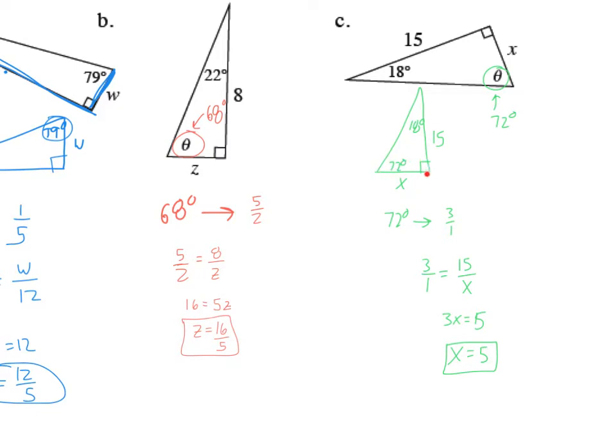So here's my x value, or my horizontal distance. Here's my y value. I found that theta was 72 degrees. The ratio for a 72-degree angle is 3 over 1. So I took 3 over 1 and I set that equal to 15 over x. And when I did that, I found x equaled 5.